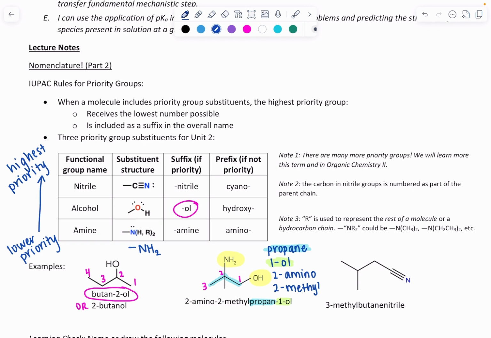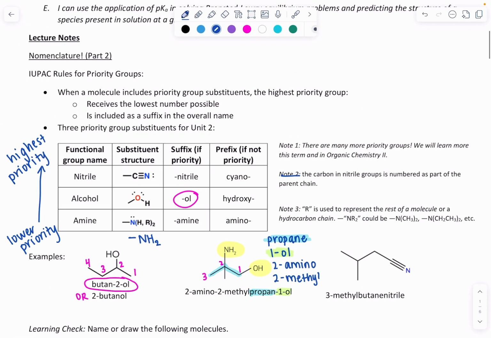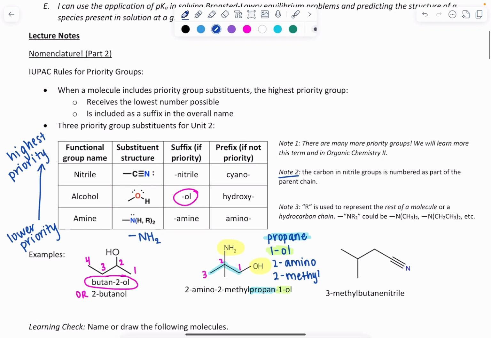Here the last one is an example of a nitrile-containing compound. Now don't forget about note 2, where the carbon that's part of the nitrile group is part of the parent chain. It's counted as part of the parent chain. So this has to be carbon 1. Let me use my pink for numbers. 1, 2, 3, and 4. So we have a 4-carbon chain.